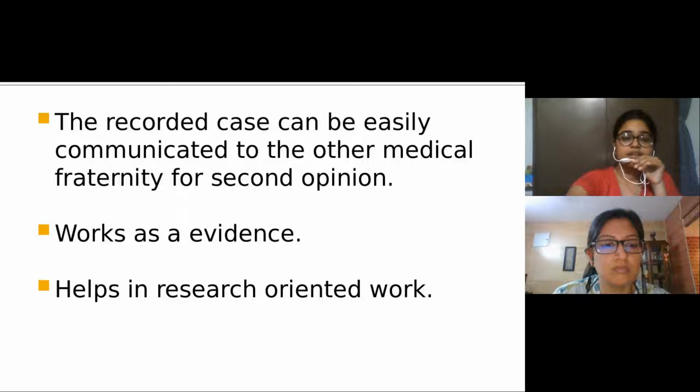It also works as evidence. There are so many cases which are cured by homeopathy, लेकिन कुछ society में believe नहीं होते that these are cured by homeopathy. So for that evidence we have to maintain a record, and it helps in research-oriented work in future.